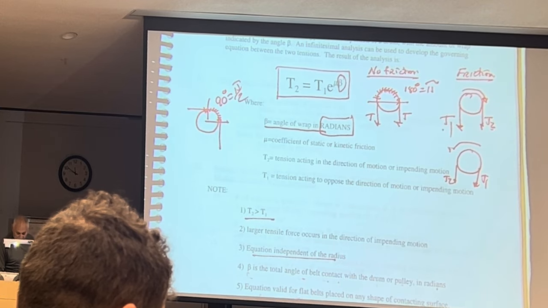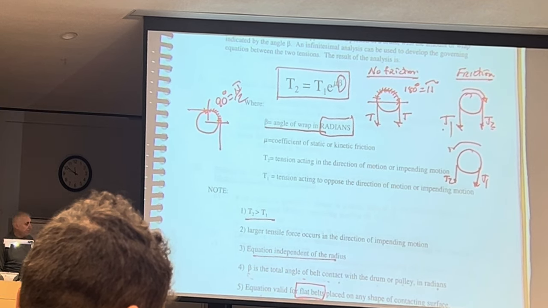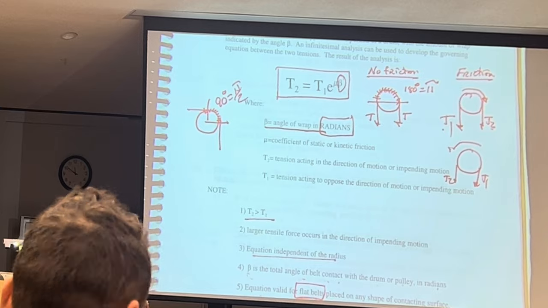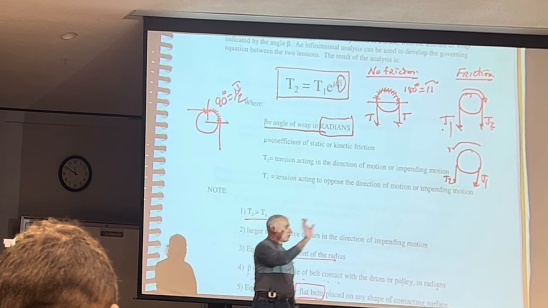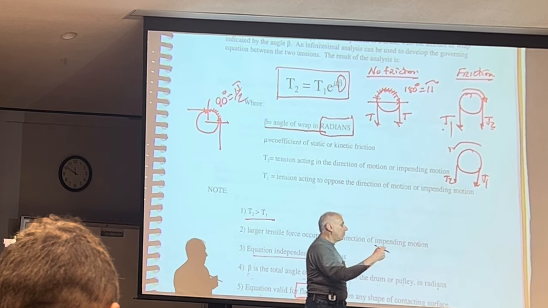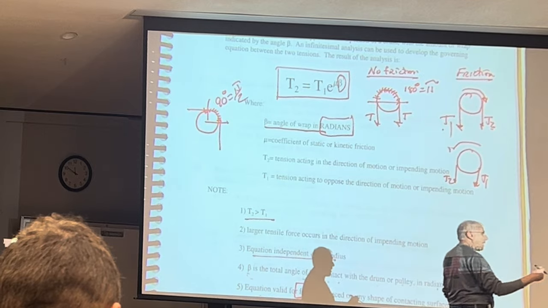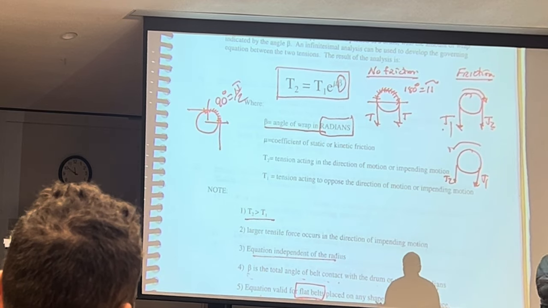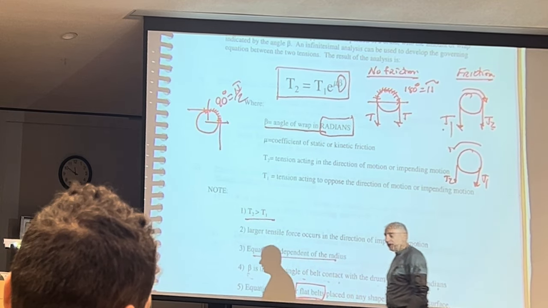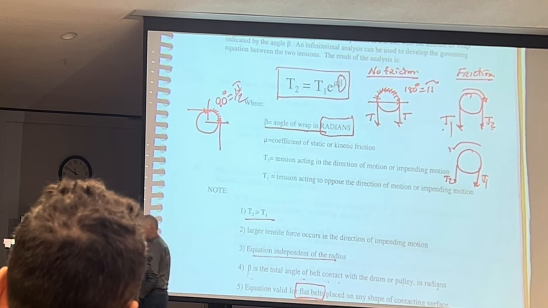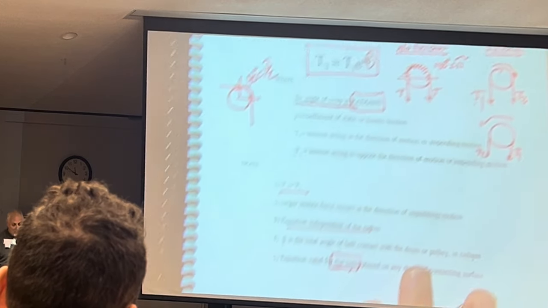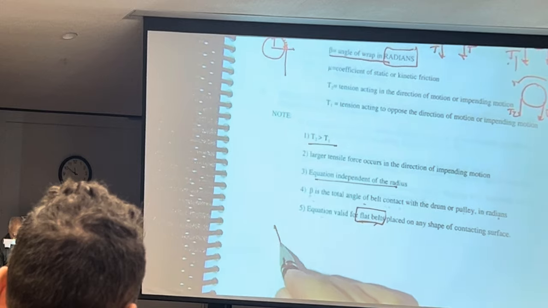The equation is valid for flat belts around any surface. It doesn't have to be a pulley. I could have a square column and I can wrap a cable around it and it would work. What it does not work for is a V belt. In your engine, there's lots of V belts, and V belts look like this.